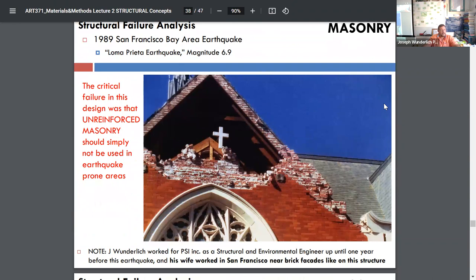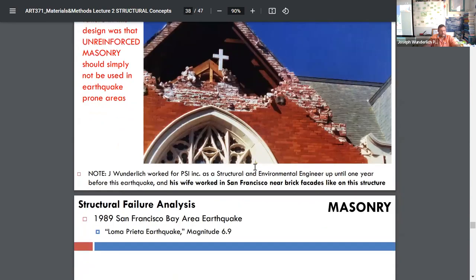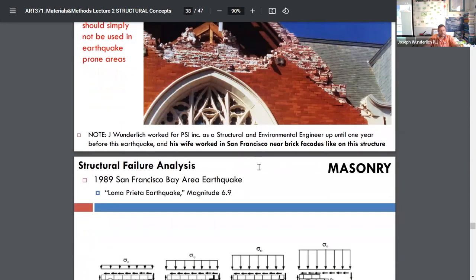Masonry, this is what can happen in masonry. This actually happened. This isn't exactly where my wife was, but the critical failure in this design was unreinforced masonry. It should simply not be used in earthquake prone areas. Masonry by itself is great for compression strength. It can hold up a little bit of lateral load, like wind loads, but earthquake load will vibrate it apart, the mortar will break, and things will fall on people's heads. And that's how people get hurt.